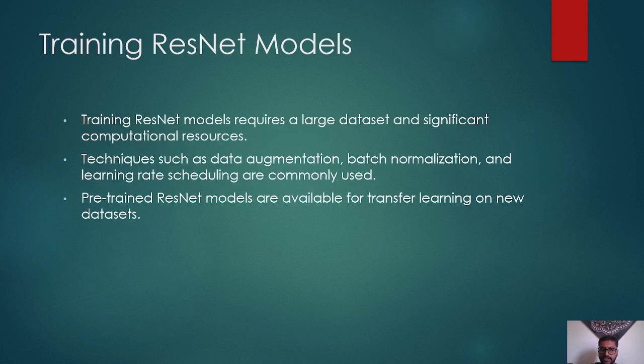Training ResNet models. Training requires a larger dataset and significant computational resources. Techniques such as data augmentation, batch normalization, and learning rate scheduling are commonly used. Pre-trained ResNet models are available for transfer learning on new datasets. So pre-trained ResNet models are also available, wherein the model is already prepared for given datasets. These datasets could be manipulated or changed to our requirement to get results for it.